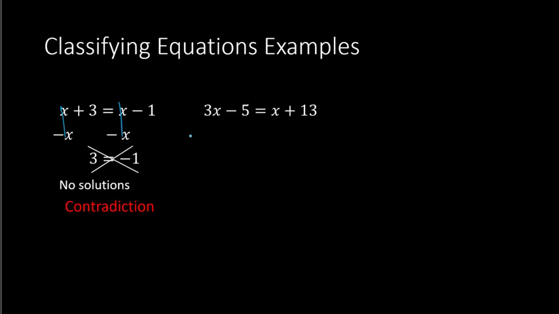Here's another example. We have 3x minus 5 equals x plus 13. To solve this equation, you want to bring the variables to the same side. So let's bring x to the left side by subtracting x. So if we subtract x from both sides, x's on the right would cancel. You're left with 2x minus 5 on the left, and then equals 13 on the right. Then you have to add 5 to both sides to bring the 5 over. So we now have 2x equals 18. And then divide by 2, x would equal 9.